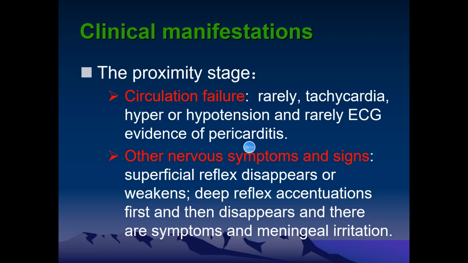And in the proximity stage, the circulation failure. Circulation failure is seen rarely and includes circulatory collapse, tachycardia, hypertension, and rarely ECG evidence of arrhythmias. The other neurological signs appear in 10 days of the course: superficial reflex disappears or weakens, deep reflex is hyperactive first and then disappears, and there are signs of meningeal irritation.